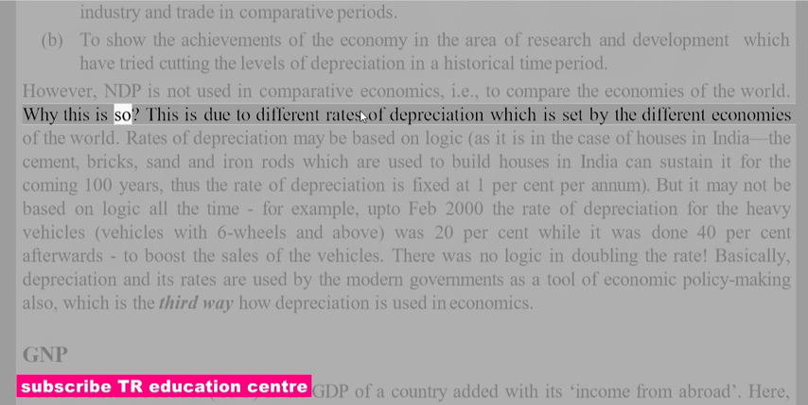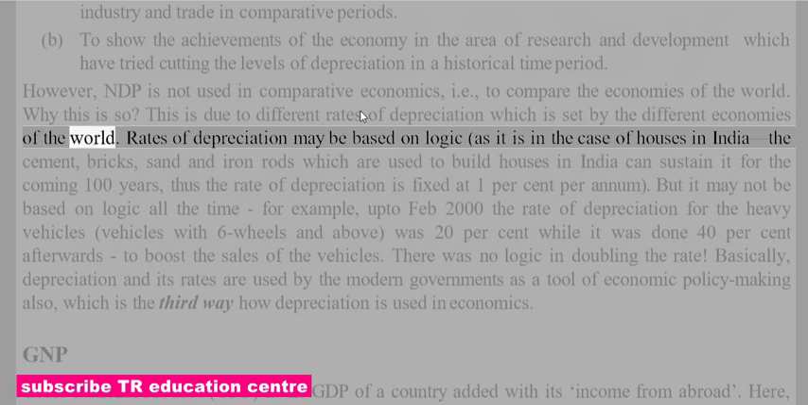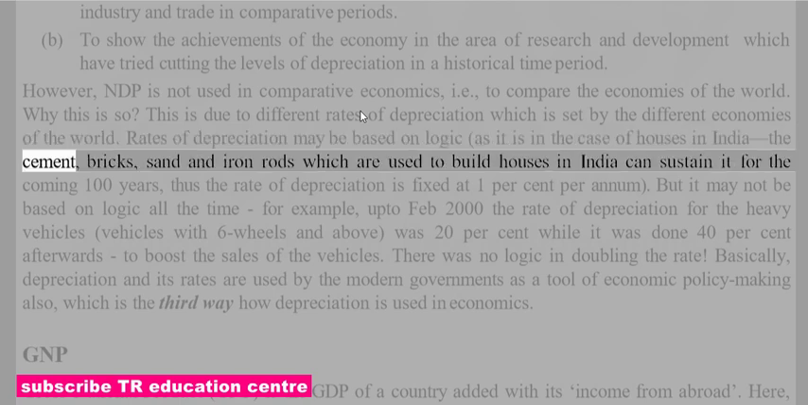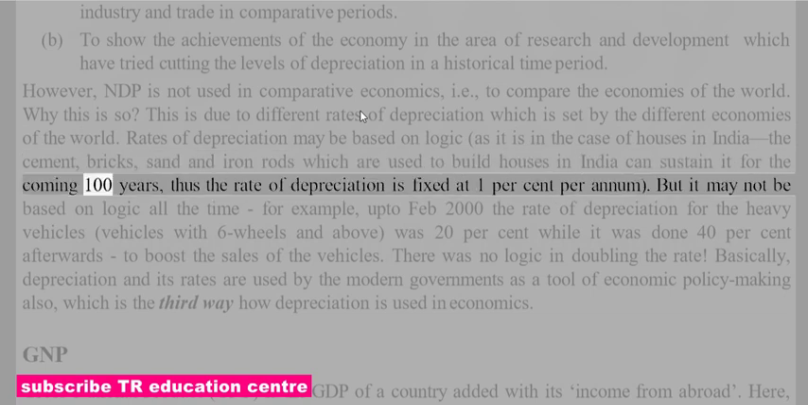Why is this so? This is due to the different rates of depreciation set by the different economies of the world. Rates of depreciation may be based on logic, as in the case of houses in India. The cement, bricks, sand and iron rods used to build houses in India can sustain them for the coming 100 years. Thus the rate of depreciation is fixed at 1% per annum.